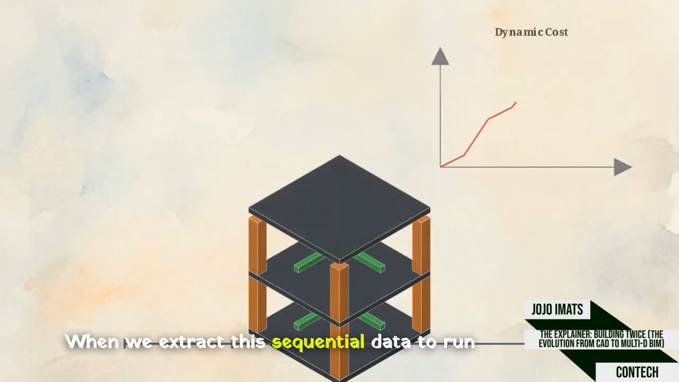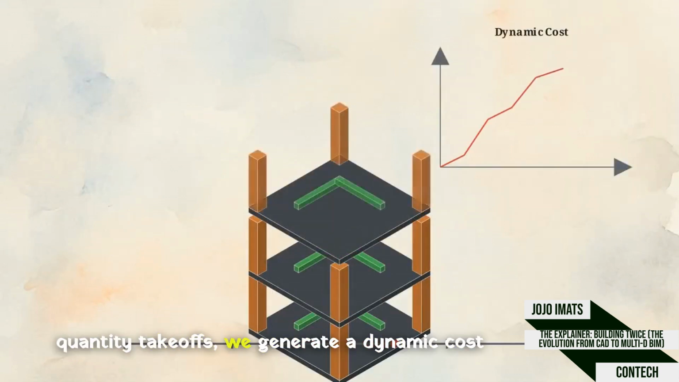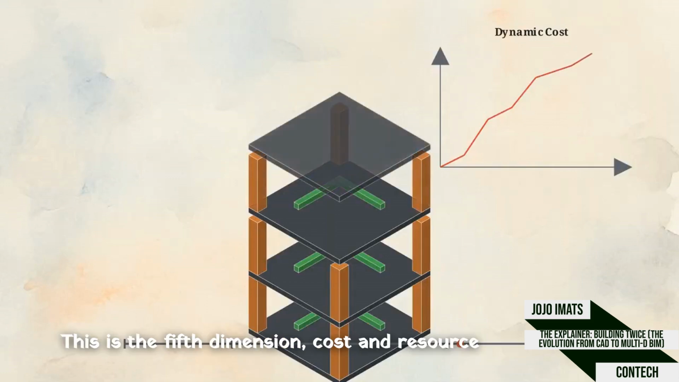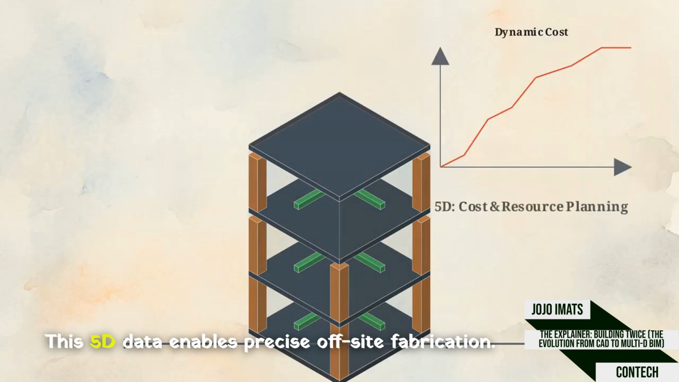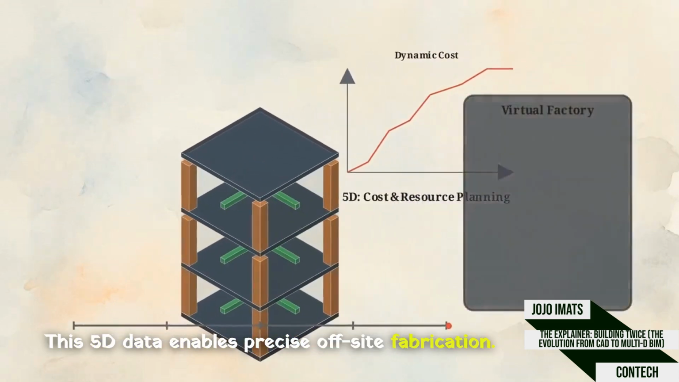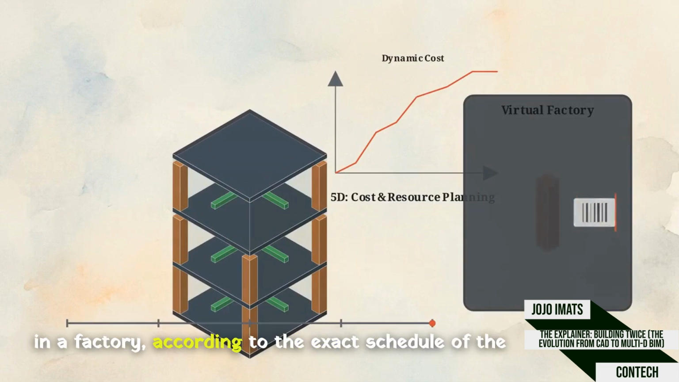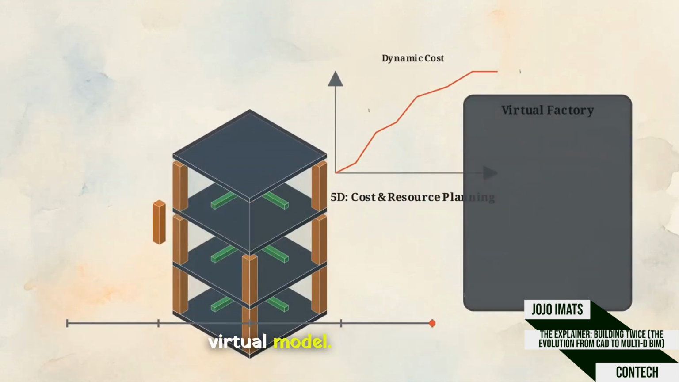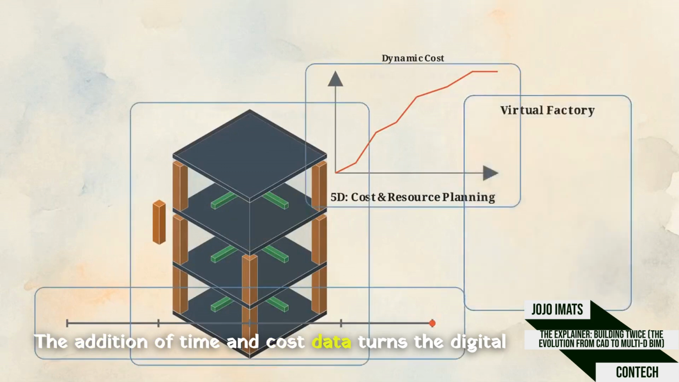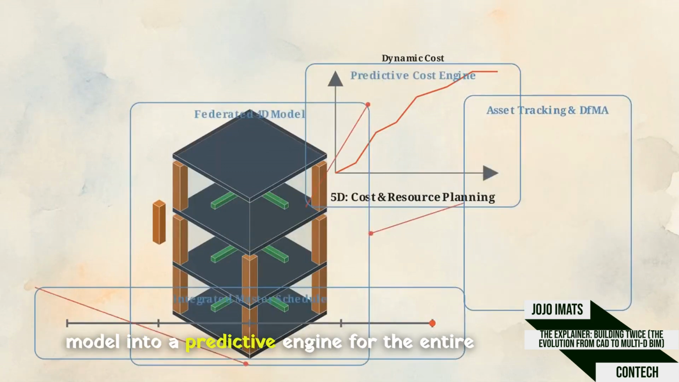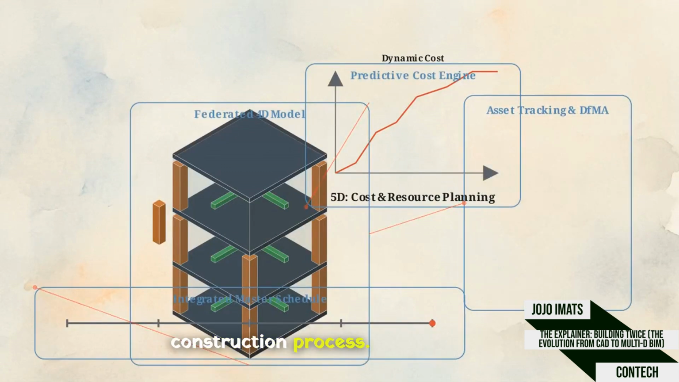When we extract this sequential data to run quantity takeoffs, we generate a dynamic cost graph. This is the fifth dimension, cost and resource planning. This 5D data enables precise off-site fabrication. Digital components are serialized and manufactured in a factory according to the exact schedule of the virtual model. The addition of time and cost data turns the digital model into a predictive engine for the entire construction process.